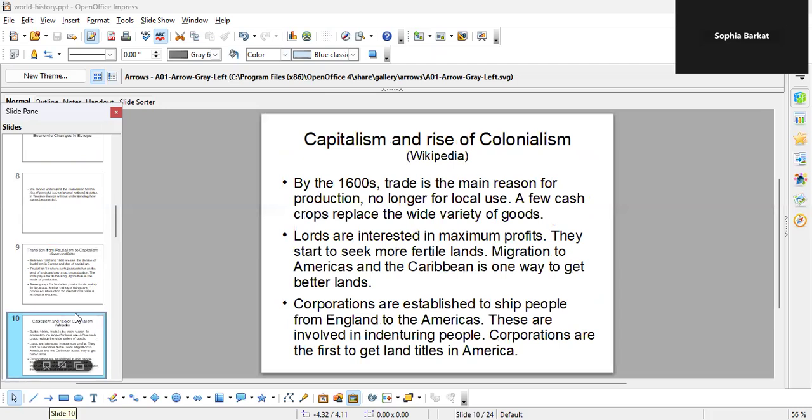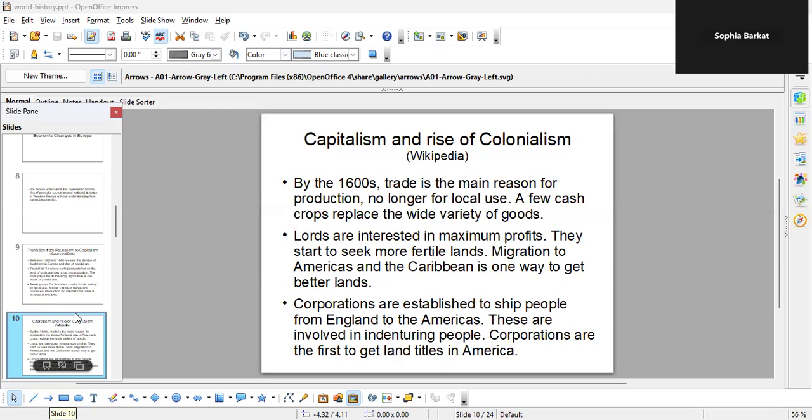By the 1600s, however, the scene has changed. Trade is the main reason for production, no longer local use. A few cash crops replace the wide variety of goods. In England, some food is of course produced, some things have to be produced. But now, if you look at what is being produced, it's mainly using land to generate one or two major crops that you can trade with the world. So we see the emergence of wool. England is selling wool to the world.